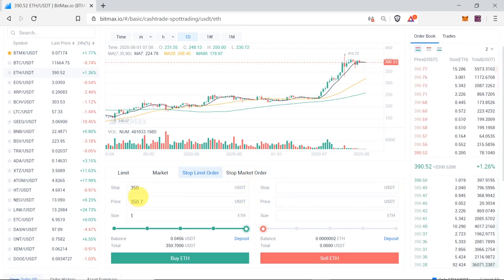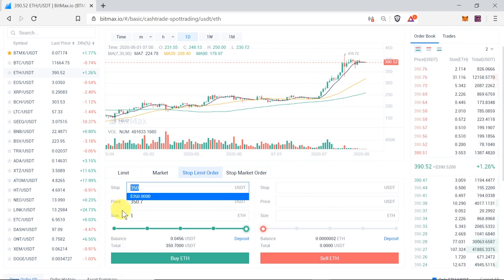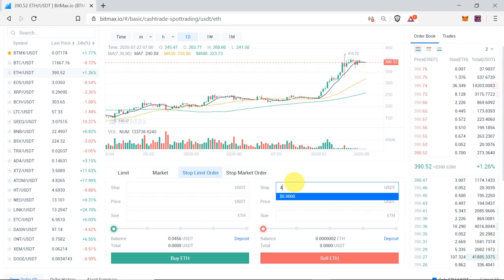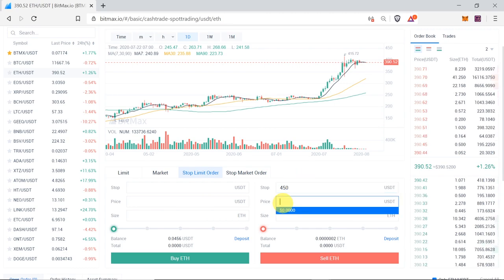So that's why I'm doing it that way, because that kind of gives us a chance to fill our order pretty much instantly. And now let's move to the right side, to the stop limit order and selling. So here it would work pretty much similar. Let's say we believe the price of Ethereum goes up to $450, so the stop would be $450, and we need to sell it for a price a little bit lower just to make sure we actually sell it.